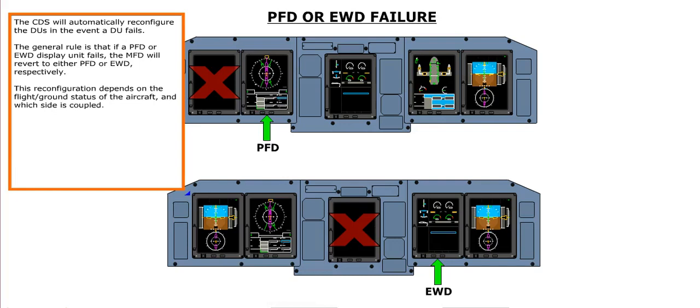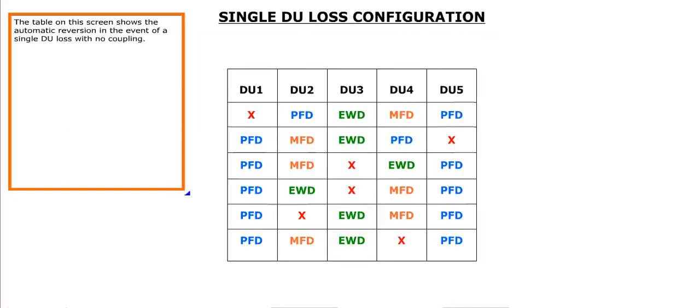The CDS will automatically reconfigure the DUs in the event a DU fails. The general rule is that if a PFD or EWD display unit fails, the MFD will revert to either PFD or EWD, respectively. This reconfiguration depends on the flight ground status of the aircraft and which side is coupled. The table on this screen shows the automatic reversion in the event of a single DU loss with no coupling.